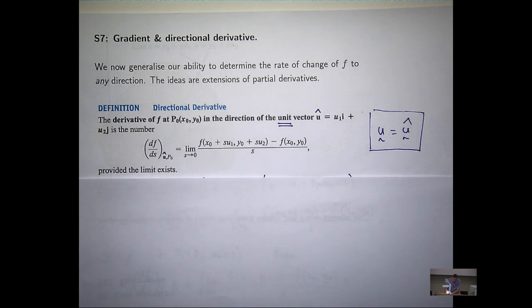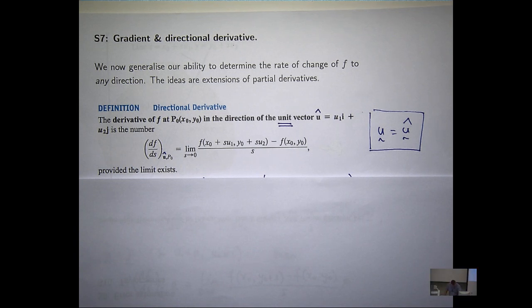In the previous lecture, actually a few lectures ago, we defined a new type of derivative called a partial derivative. And I said that was one way of extending the idea of a derivative for functions of one variable. The directional derivative is another way of extending the concept of a derivative. So here's the definition, and they're actually extensions of the ideas of partial derivatives.